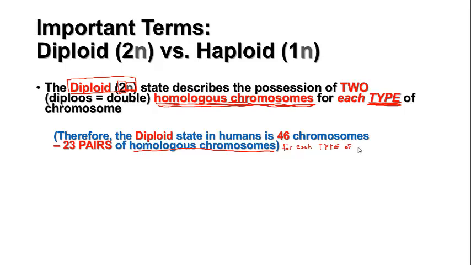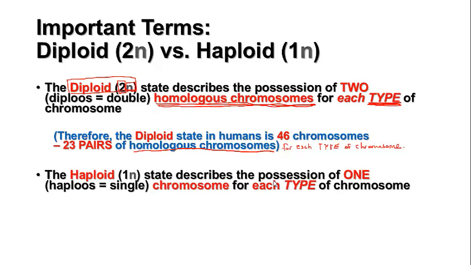type of chromosome. And how many different types of chromosomes do we humans have? That's right, we have 23 different types of chromosomes. Of those 23 different types of chromosomes, we have 22 different autosomes, and then we also have a pair of sex chromosomes.